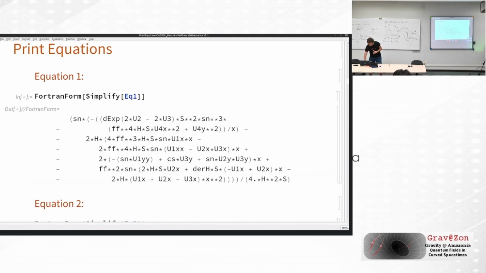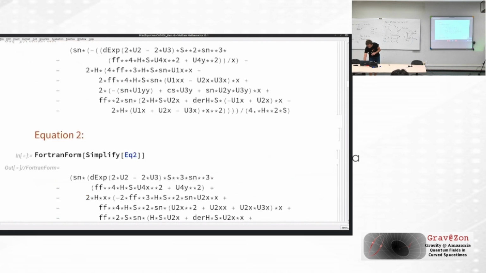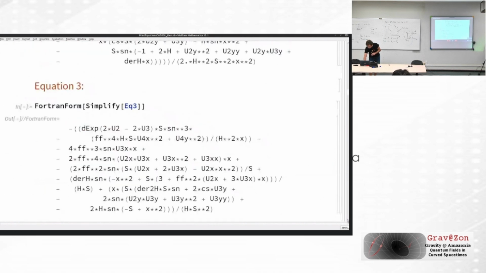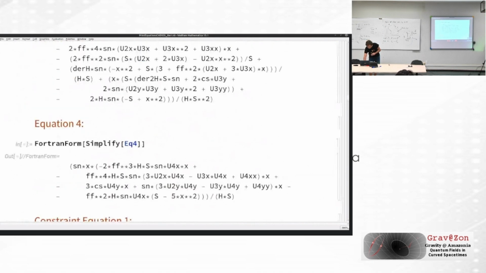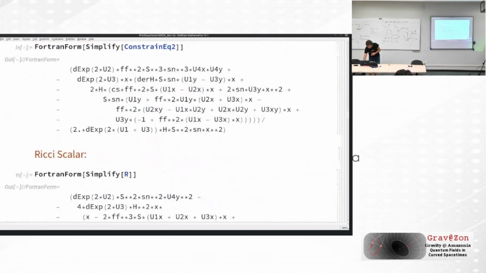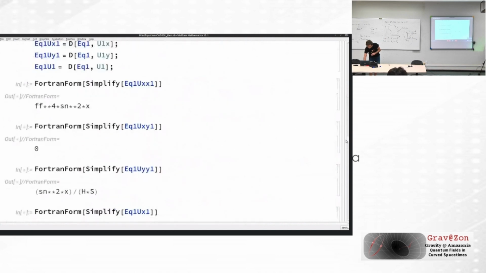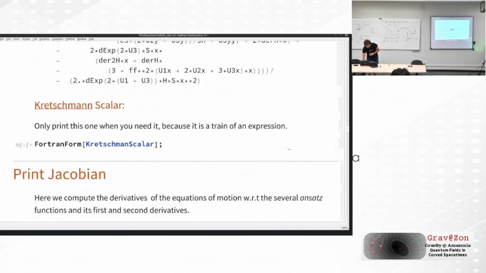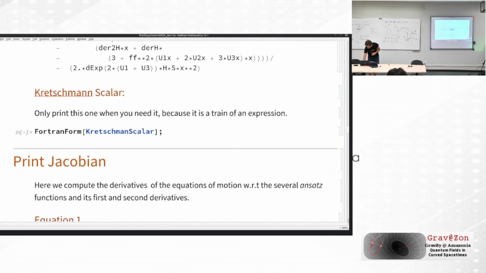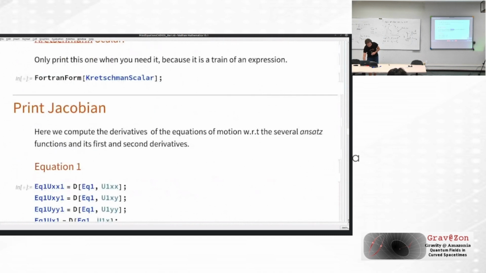So now you can print all the equations. Here I have, for example, all the equations, the rescale, and so on. Now, there's also a missing piece that I mentioned in the beginning, which is the Jacobian. The Jacobian is just the derivatives of the set of equations with respect to the functions and their derivatives.